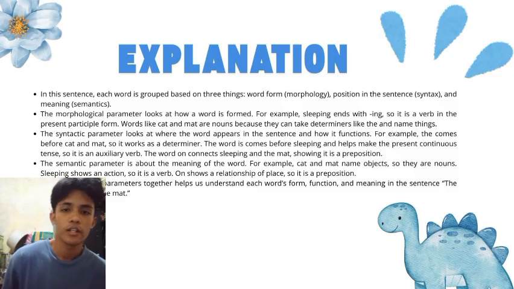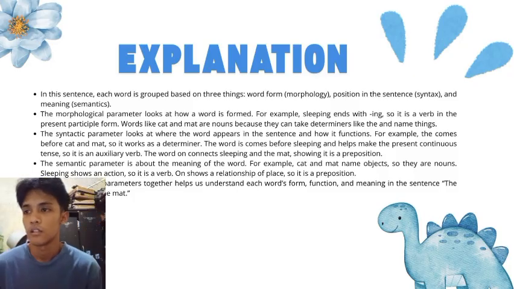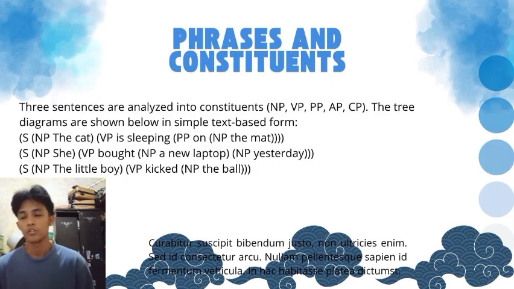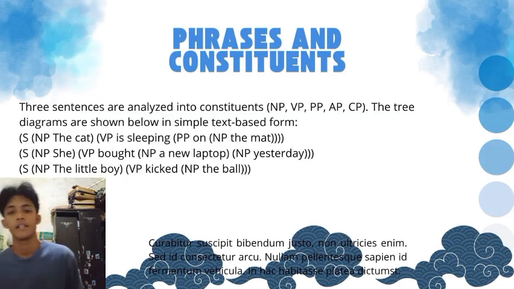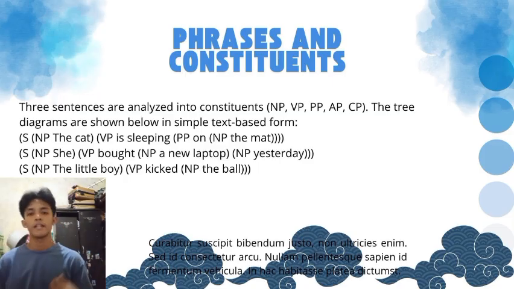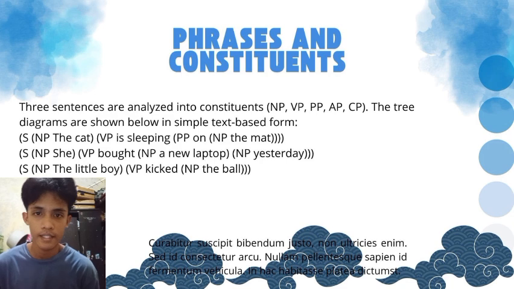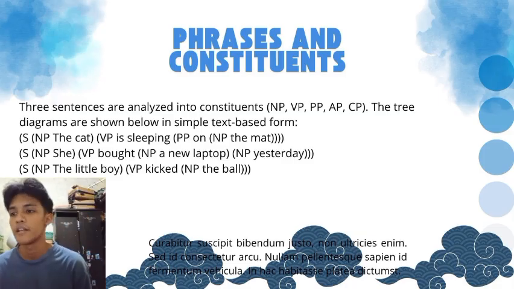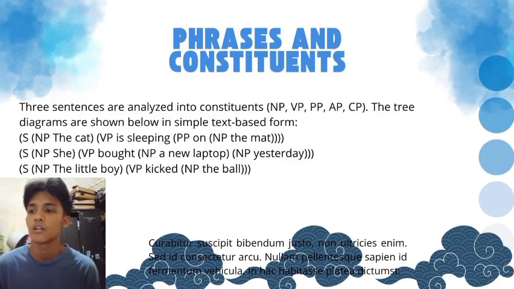So now I will explain about the three constituency tests, that is substitution, movement, and coordination. I want to explain from the three sentences that I take. The first is substitution test. The cat is sleeping on the mat. So the cat can be replaced by it. So it is sleeping on the mat.